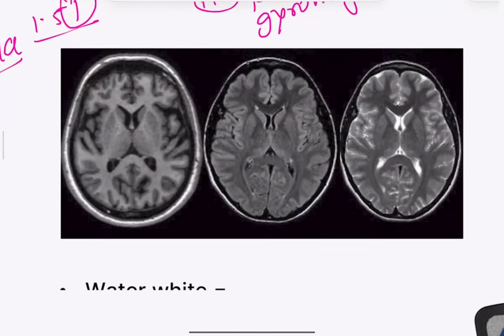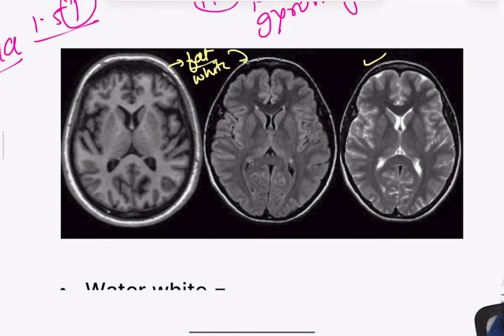So look at these three images that you are seeing here. Please do not get confused by this white outline. This is not the skull bone. The white outline that you see here is the fat in the scalp. Fat on T1 and T2 weighted MRI appears white. The fat is going to be white.